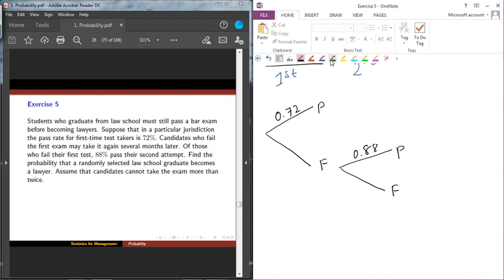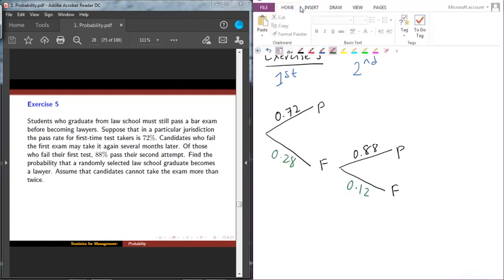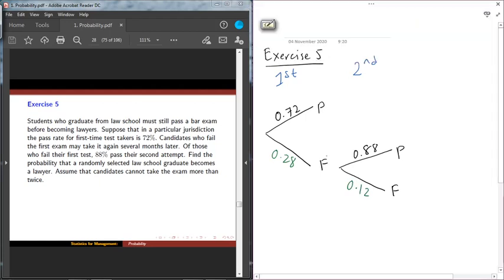Now let us fill up the tree diagram. This one would be 0.28. This one would be 0.12. What does the question want? Find the probability that a randomly selected law graduate becomes a lawyer. Assume that the candidate cannot take the exam more than twice, so only 2 attempts. To become a lawyer, they need to pass the first attempt or the second attempt.